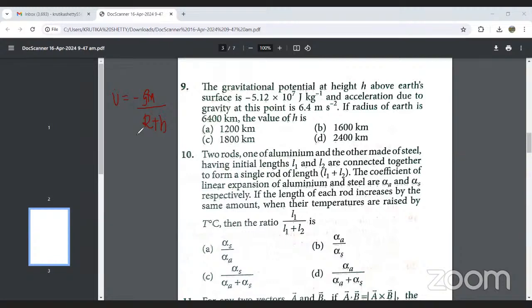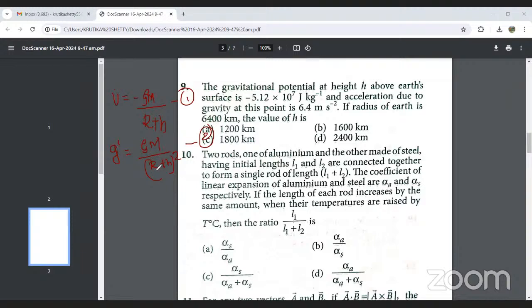So what we can do with the equation now? See, the equation for acceleration due to gravity at height H is G dash is equal to GM divided by R plus H whole square. So this is equation 2 and that is equation 1. Equation 1 is the gravitational potential energy. Equation 2 is the acceleration due to gravity at height H. So what will be the value of H?